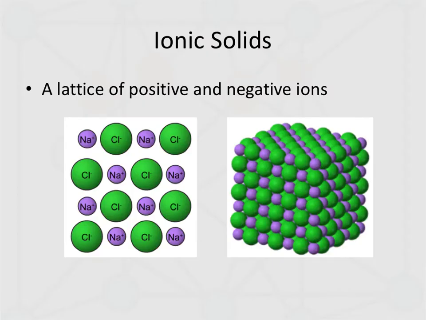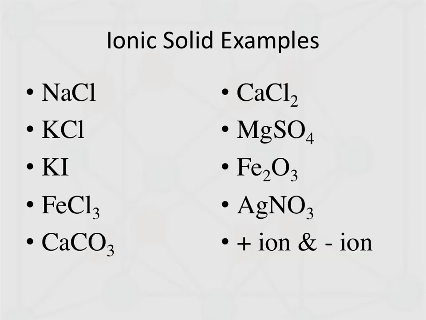All right, and here's just one more example of what the lattice looks like for ionic. The green are the Cl minuses, and the purples are the Na pluses, and you see that they get together in this huge crystal, and that's how they arrange themselves. All right, here are some examples of ionic solids. Hopefully at this point in the unit, you know that it's a metal and a nonmetal, or a positive and a negative ion. It can include polyatomic ions, like these, okay? But those are all examples of ionic solids.